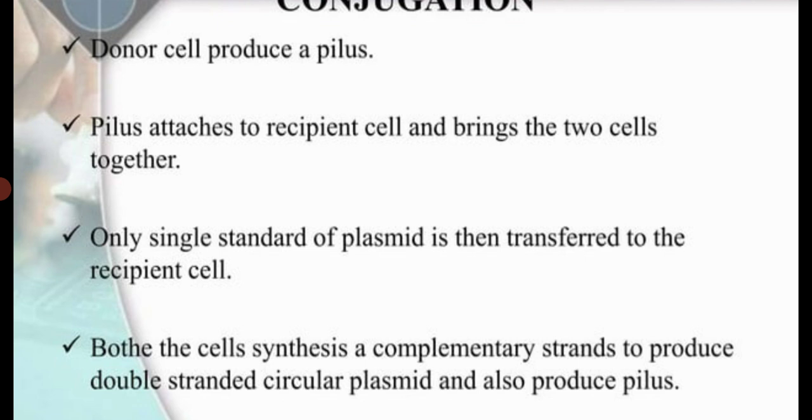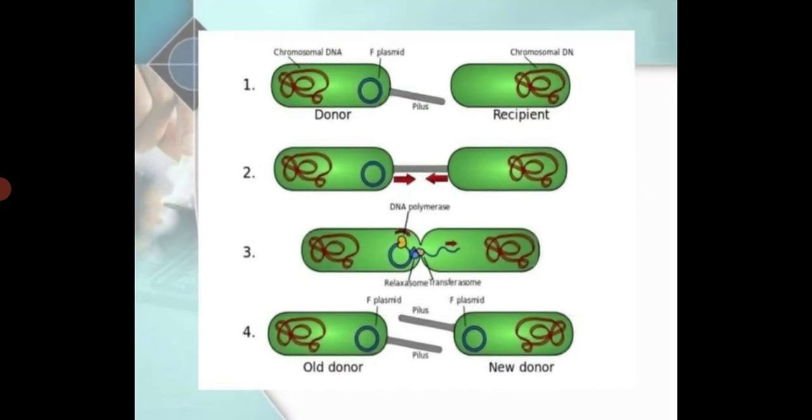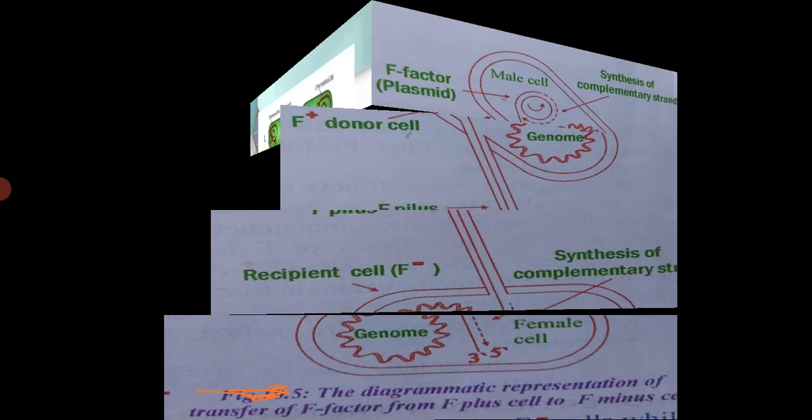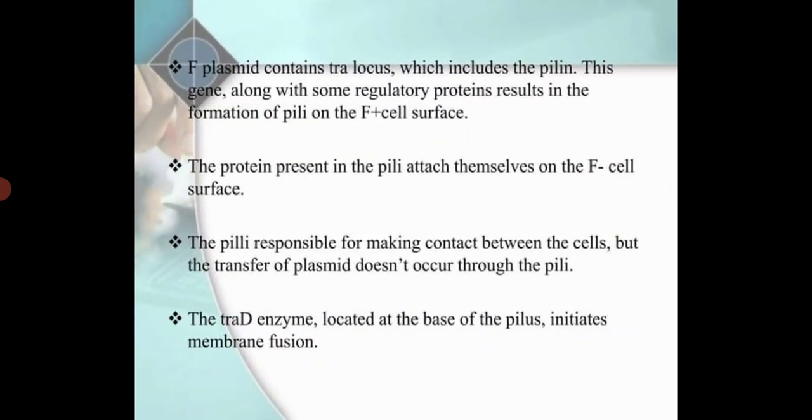The cells possessing free F factor are called F plus cells. The cells lacking F factor are called F minus cells. F factor may remain free as extrachromosomal, or it may get integrated into a chromosome. The cell in which F factor integrates into the bacterial chromosome is called an Hfr cell, high frequency recombinant cell. Some properties of F factor or fertility factor are mentioned here.